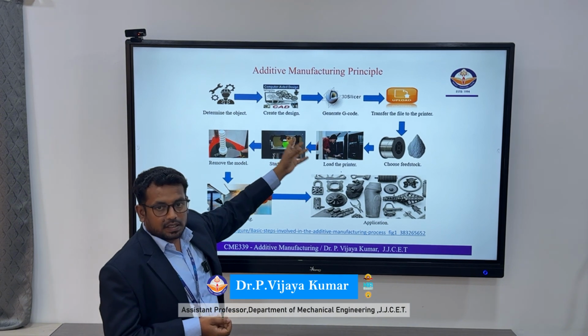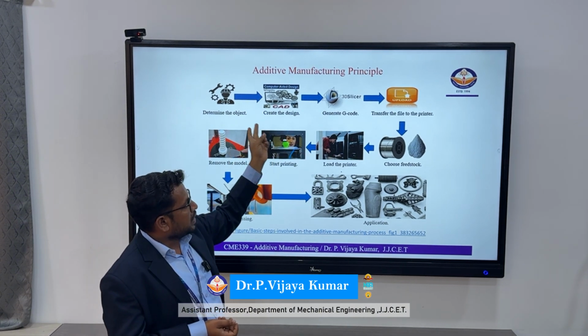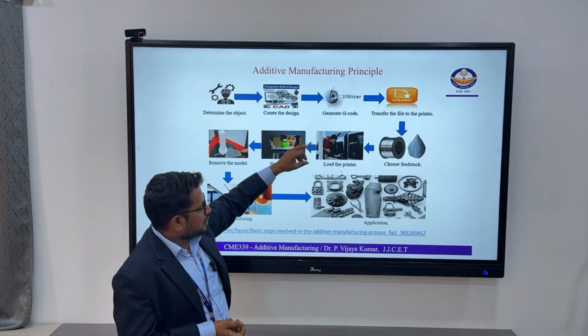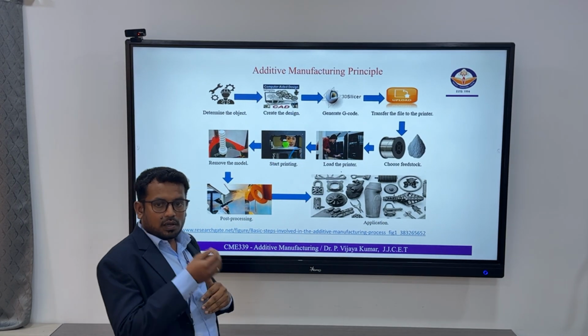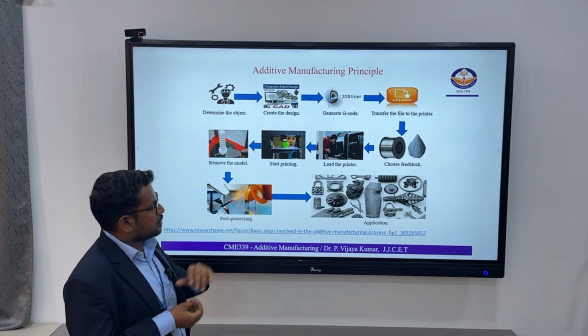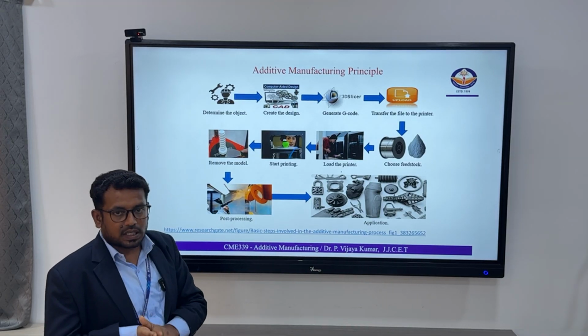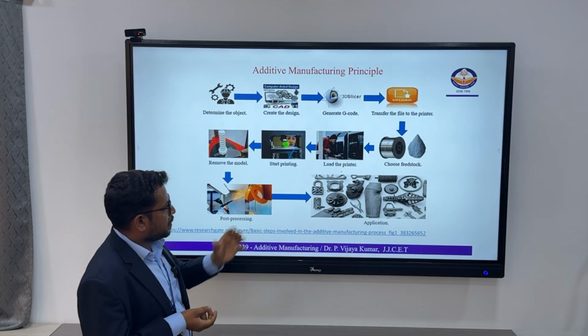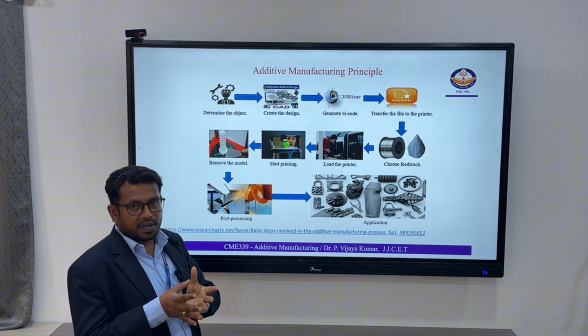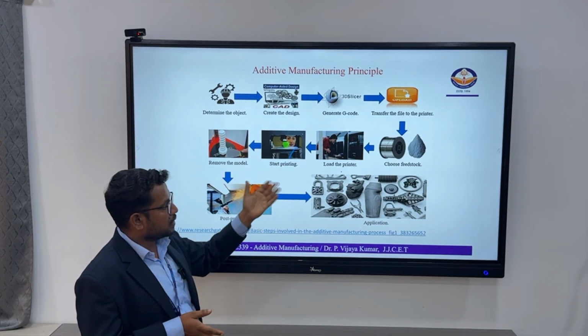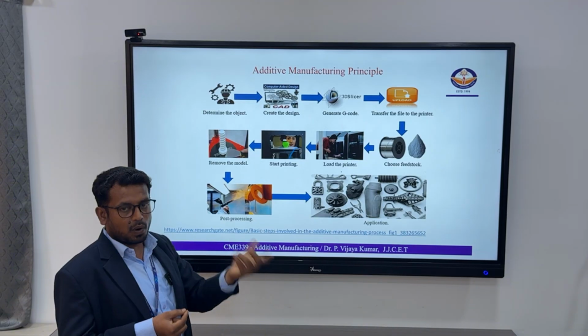So finally, after slicing the 3D model, next, the file is transferred to the printer. So from the printer, before starting printing, we just find the feedstock. Feedstock is nothing but the raw material. So the raw material, we need to choose it because the raw material is in a different form, maybe filament or wire form or maybe the powder form.